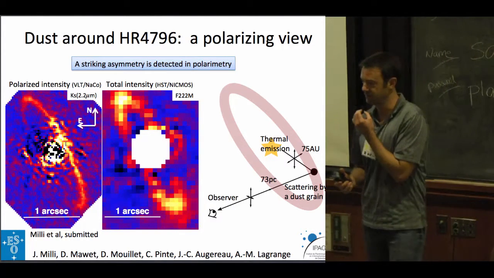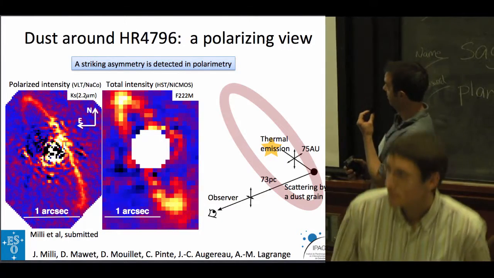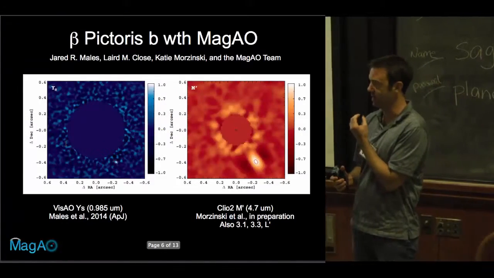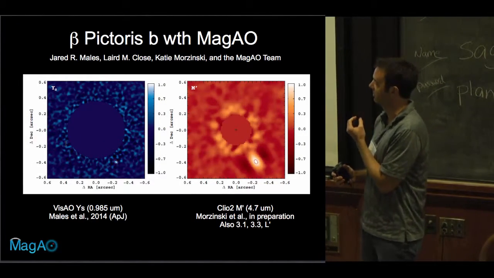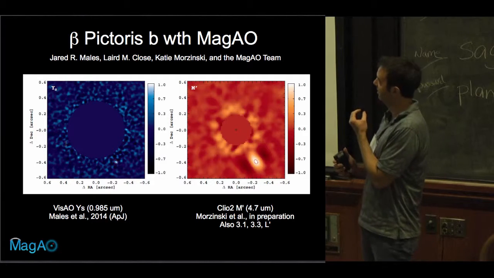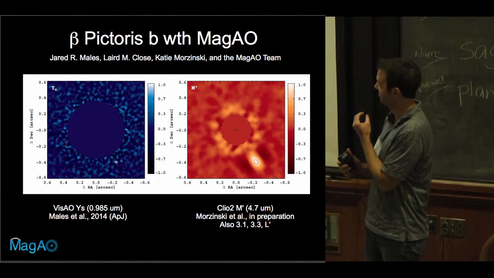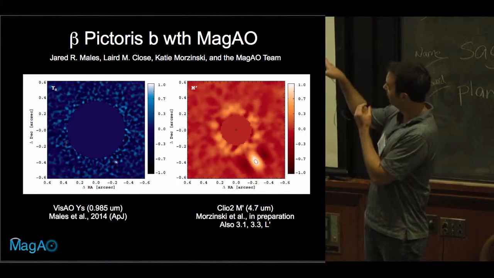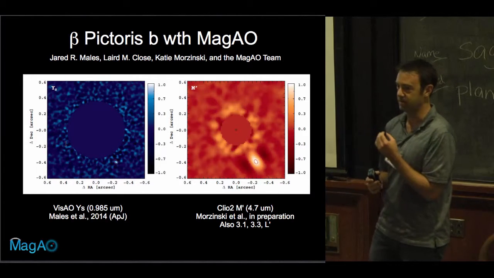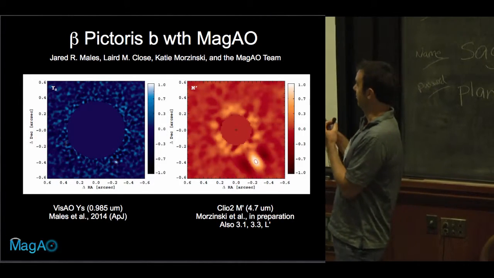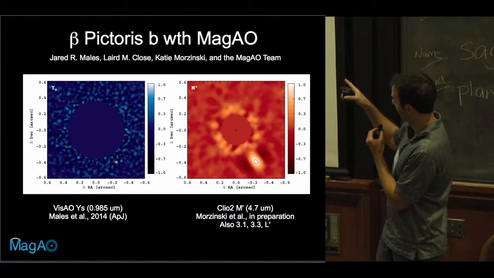I'm Jared Males from the University of Arizona, and I just wanted to tell you real quick about some of our Magellan AO or MagAO results. Travis already apologized to me for skipping MagAO in his list of imaging systems. Everybody forgets about us. So over here on the right is an M-band image of Beta Pictoris b, very uncontroversial detection of the planet. No one would argue with us.